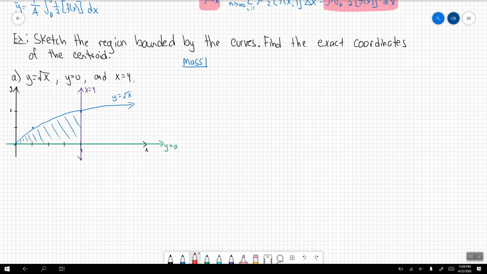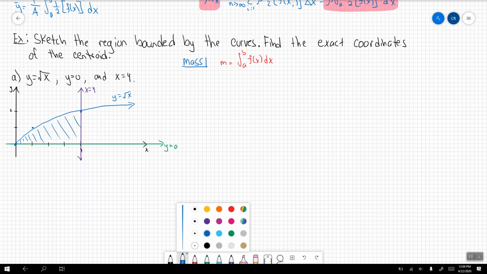I'm going to use the equation that we just built for mass, which was just the integral, or the area that I'm going to be looking for. It's just going to be the area for f of x dx. All right, so that's the first thing that I need to do. And let's go ahead and calculate that mass.